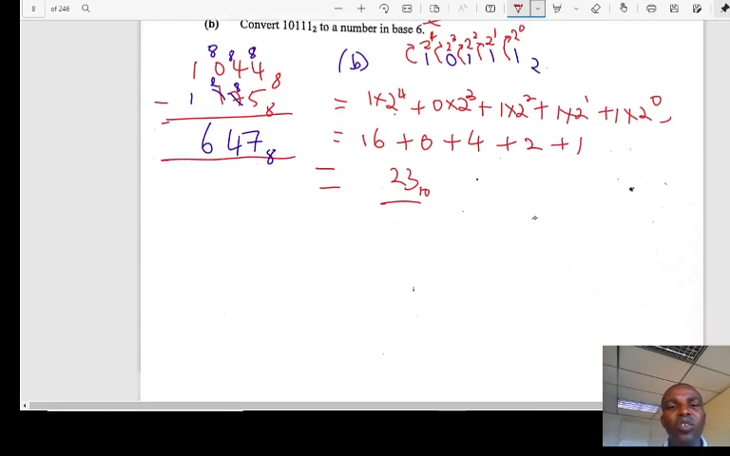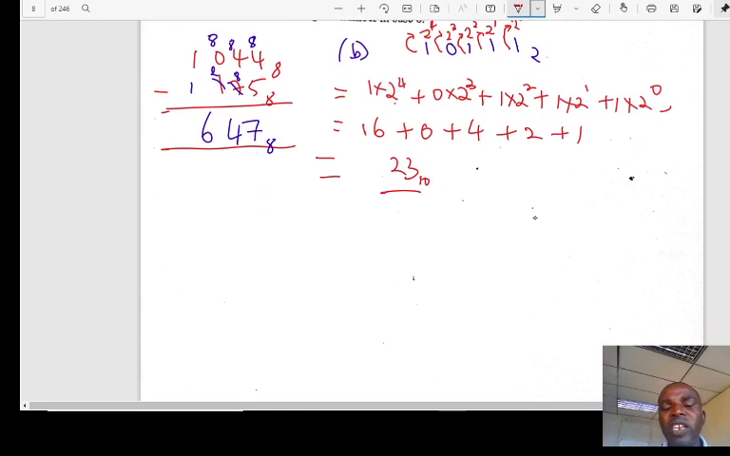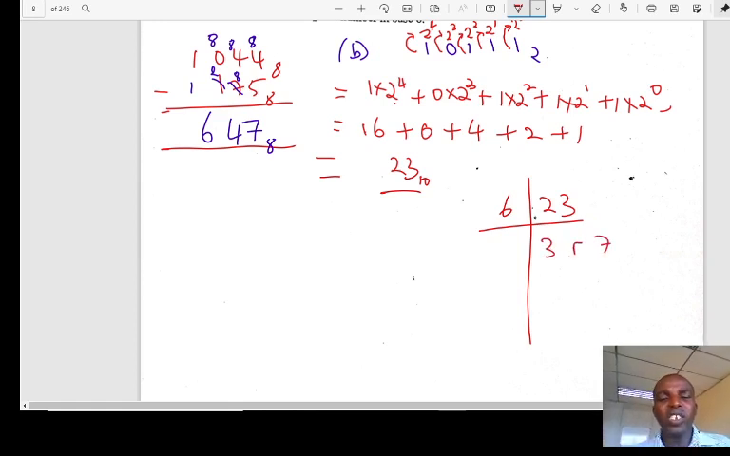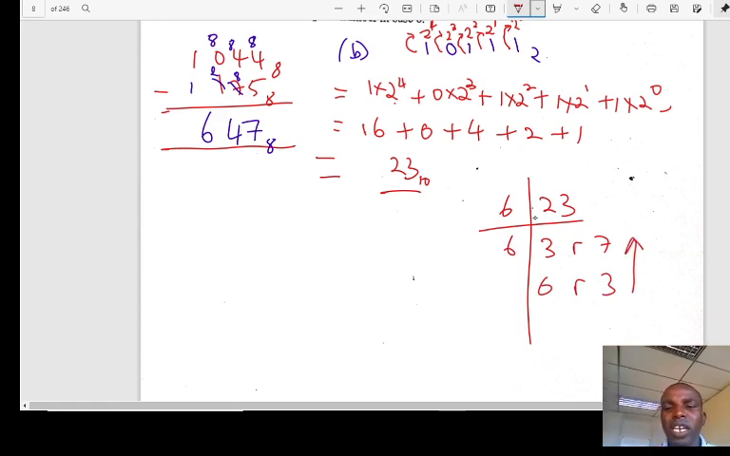So to convert to base 6 here, what do you do? You divide by the base. You divide 23 by the base, which is 6. That's the way you convert from base 10 to other bases. You divide by the base. 6 into 23 is 3, remainder 5. Then 6 into 3 is 0, remainder 3. So you do it like this, reading upward, it will be 35 base 6. Then done.